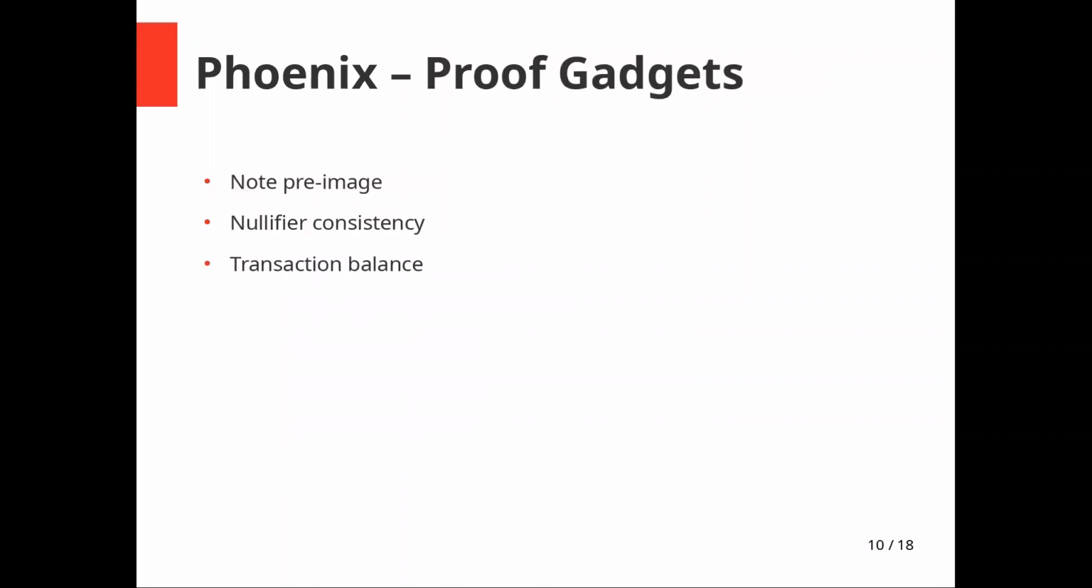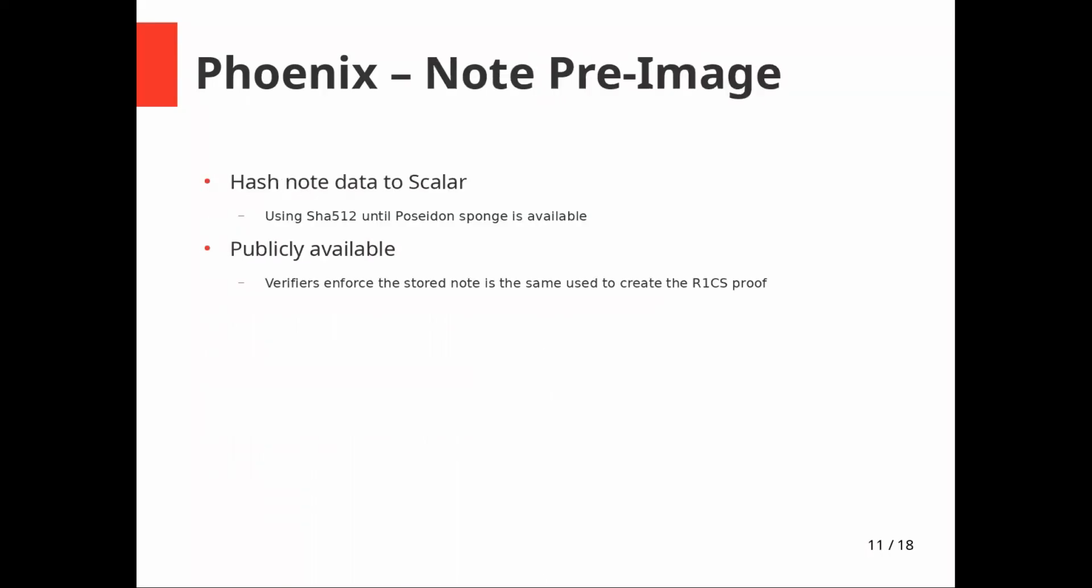And I have 3 proof gadgets that were created to support the circuit. I will describe them now. The first is the pre-image of the node. So basically, for every node, we get all the public data of that node and hash it into a scalar. It's a normal hash. And now we are using SHA-512 because Poseidon Sponge is not available yet. So as soon as it is available, we just change the function to Poseidon.